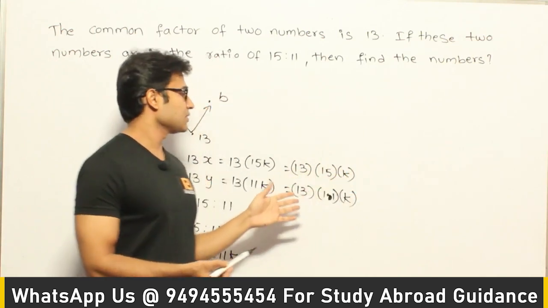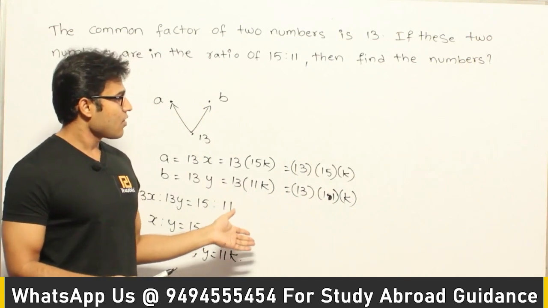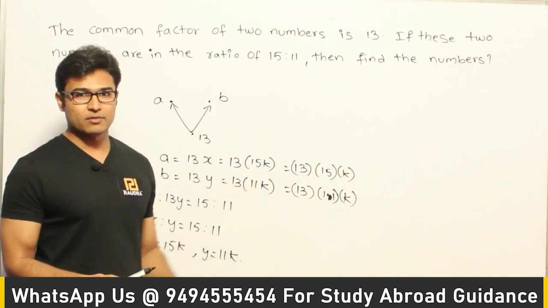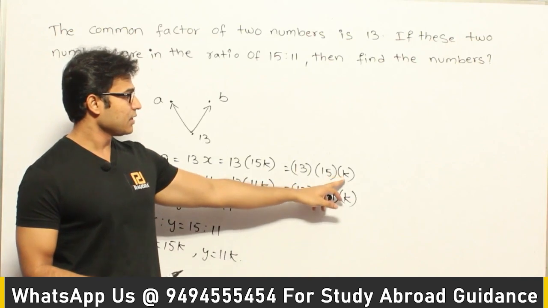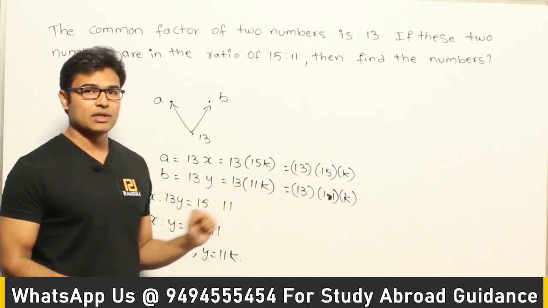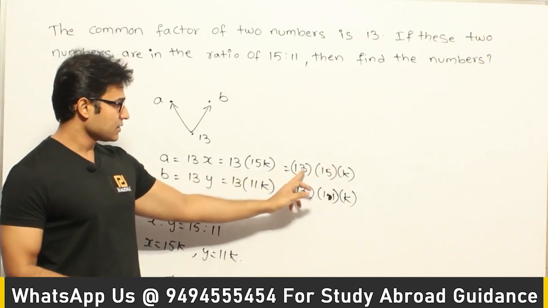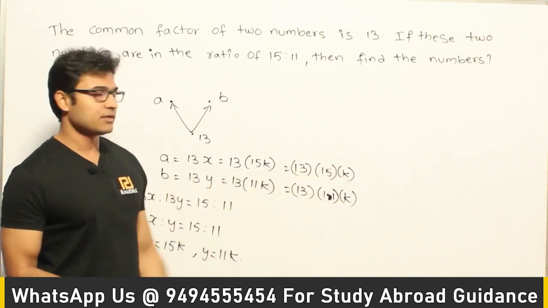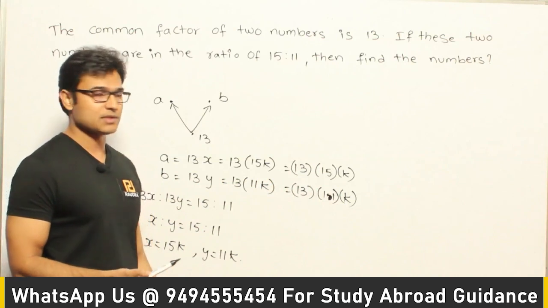So the answer is there can be more than one answer possible here. If you say k equal to 1, then the answer is 13 into 15 and 13 into 11. If you say k equal to 2, then the answer is 13 into 15 into 2 and so on. Like that you will get many answers.